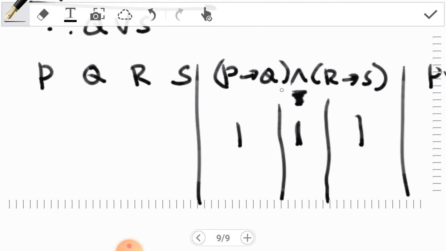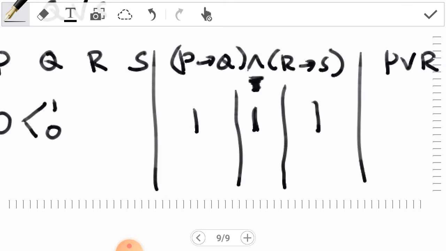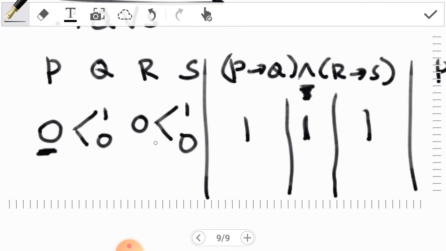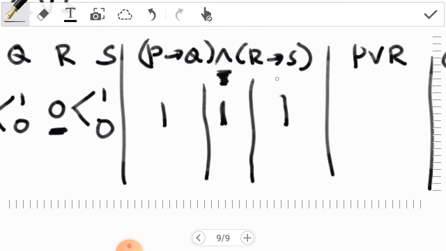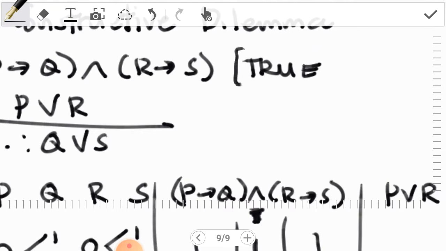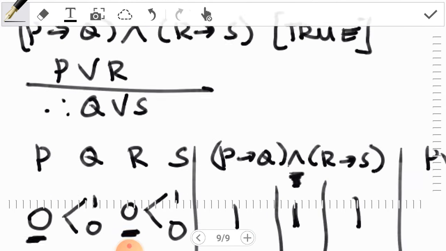And for P implies Q to be true, if P is 0, automatically P implies Q is true. So if P is 0, regardless of the value of Q, P implies Q will be true. Similarly, R implies S must be true. So if R is false, regardless of the value of S, R implies S will be true. So far, if we stick with P is false, R is false, then this entire proposition is true. So we're done with this premise.